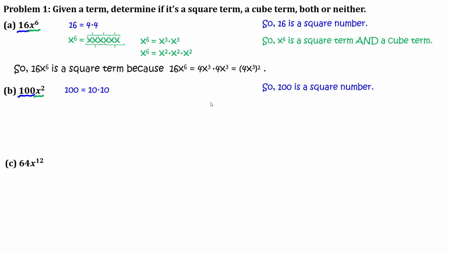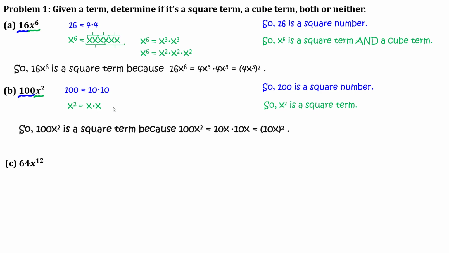Is x squared? X squared can be written as x times x. So x squared is a square term as well. There's two factors of x. I'm not going to group them like that because there's just two of them, so you can split them up into groups of 1x. So 100x squared is a square term because 100x squared equals 10x times 10x, or the quantity 10x squared. Okay.